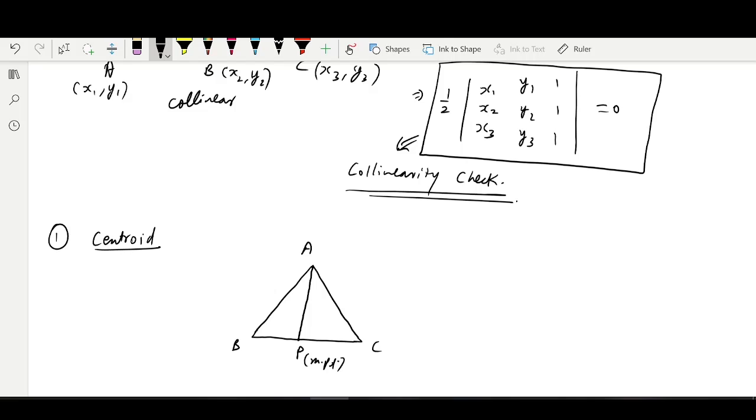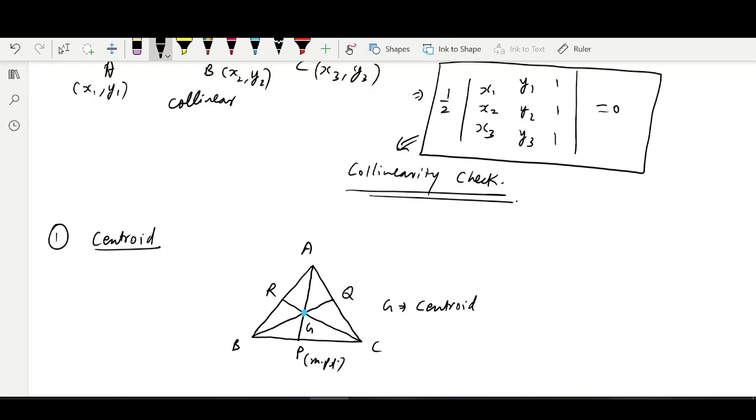Okay, similarly there will be 2 more medians, BQ. Q is the midpoint of AC, then BQ is a median, and then there is CR. Okay, CR is a median, where R is the midpoint of AB. Now the point of intersection of all these medians, let's call it G. So this G is called the centroid.